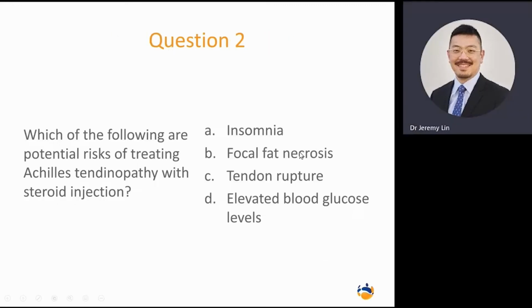Now, this is the second question of the night. Before we get to management options, which of the following are potential risks of treating Achilles tendinopathy with a steroid injection? A, insomnia. B, focal fat necrosis. C, tendon rupture. And D, elevated blood glucose levels. I'll give everyone some time to put their answers in.